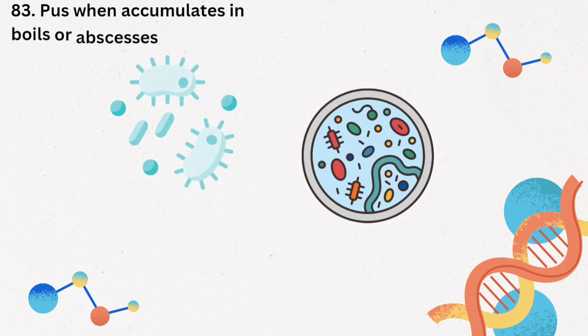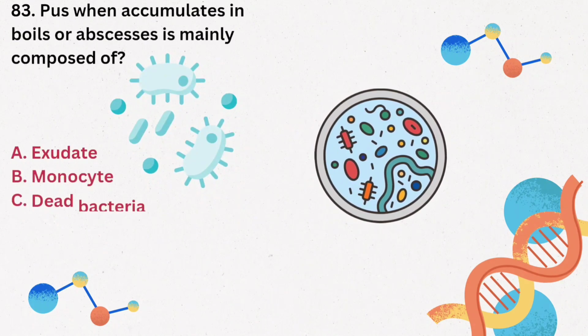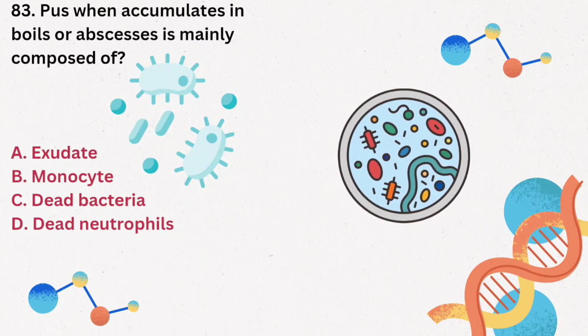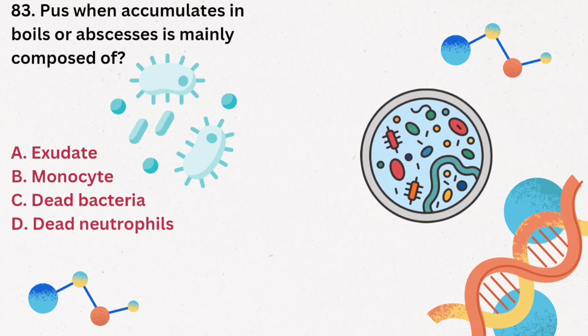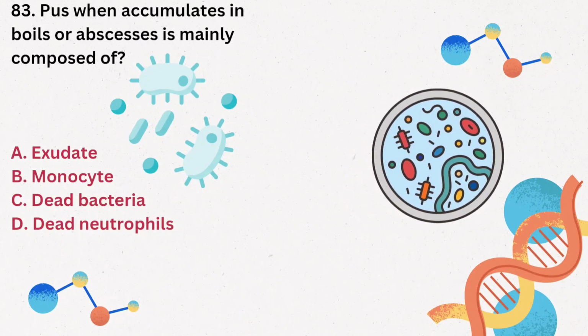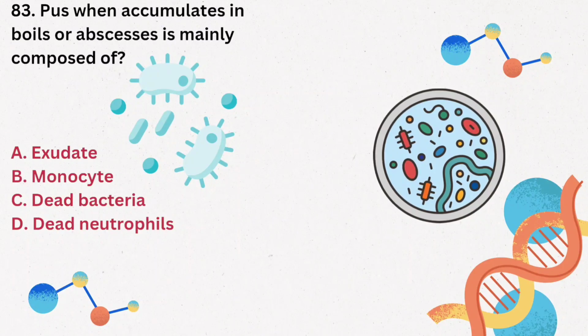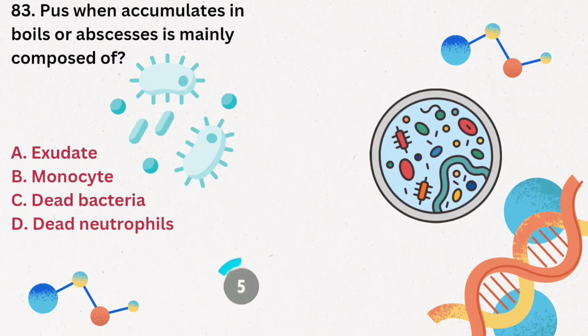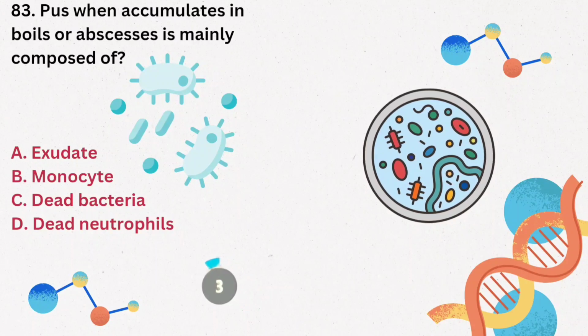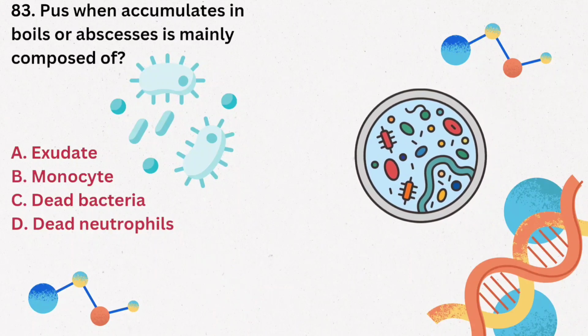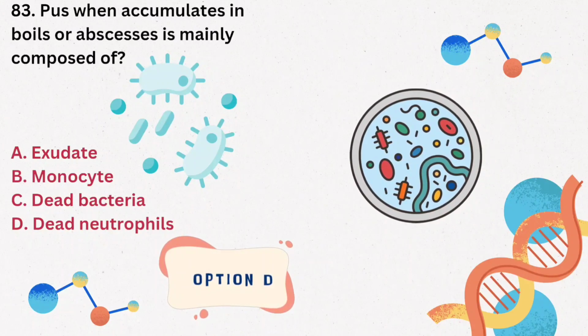Pus, when it accumulates in boils or abscesses, is mainly composed of A. Exudate. B. Monocytes. C. Dead bacteria. D. Dead neutrophils. Option D is the right answer.